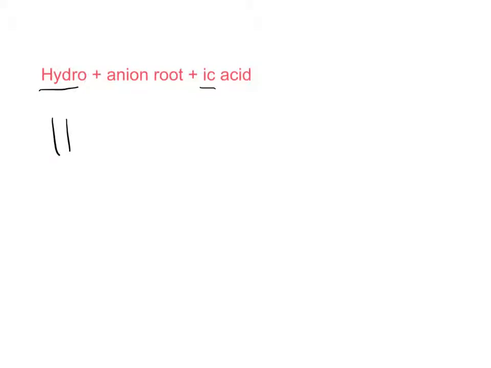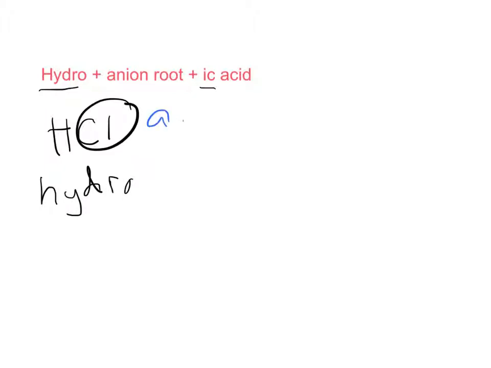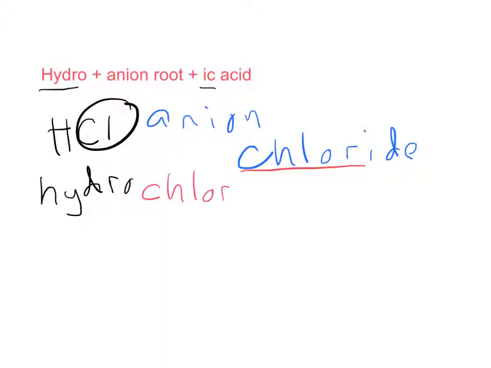So let's go back to HCl. It's going to start with hydro. The anion is chloride, right? We just want the root of that anion name, chlor. So this is hydrochloric acid. And you must include acid in the name, okay? Hydrochloric acid.